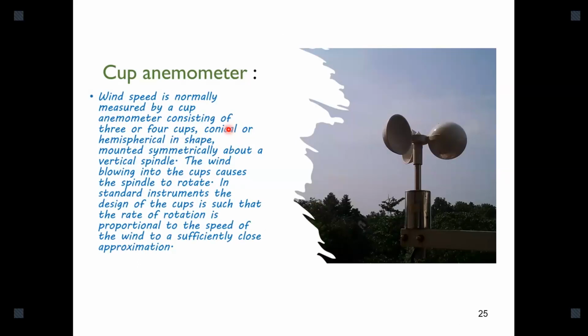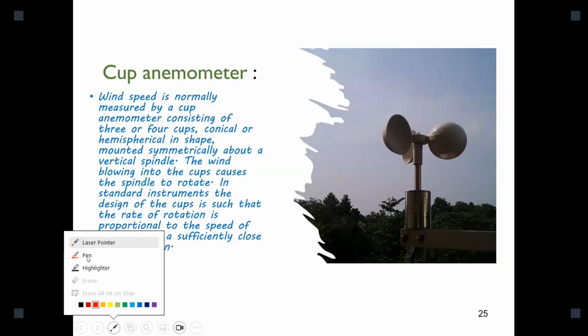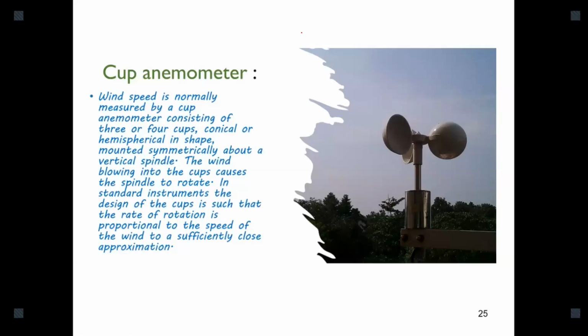I hope when you travel beside the road you may have seen that type of cup anemometer. There are many places with a cup anemometer. The concept of this cup anemometer is that there are cups, generally three cups used there. There is a projection here. The wind comes here and a force is applied. Then it rotates. Then the wind speed is measured here.